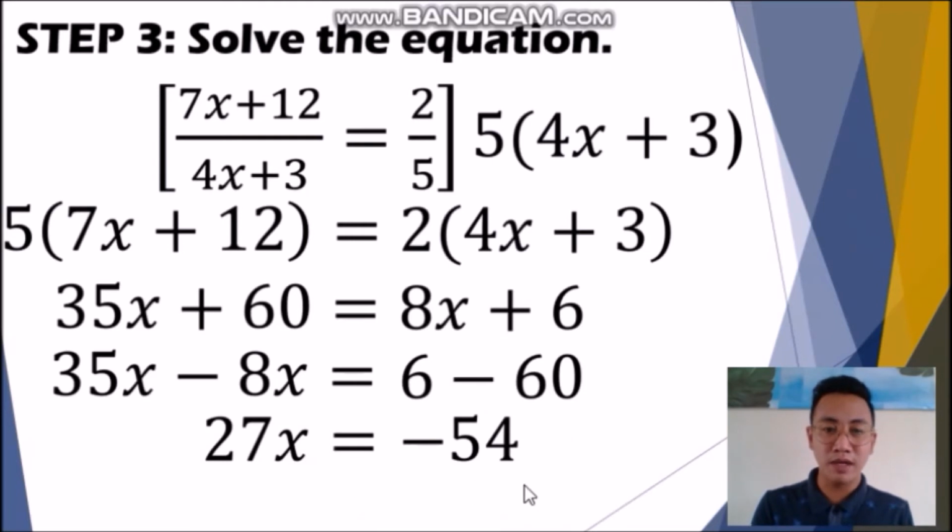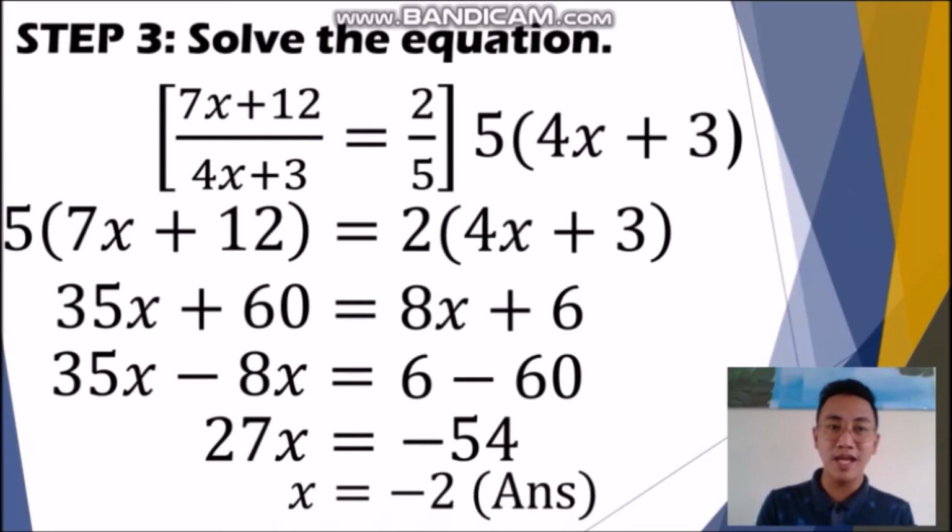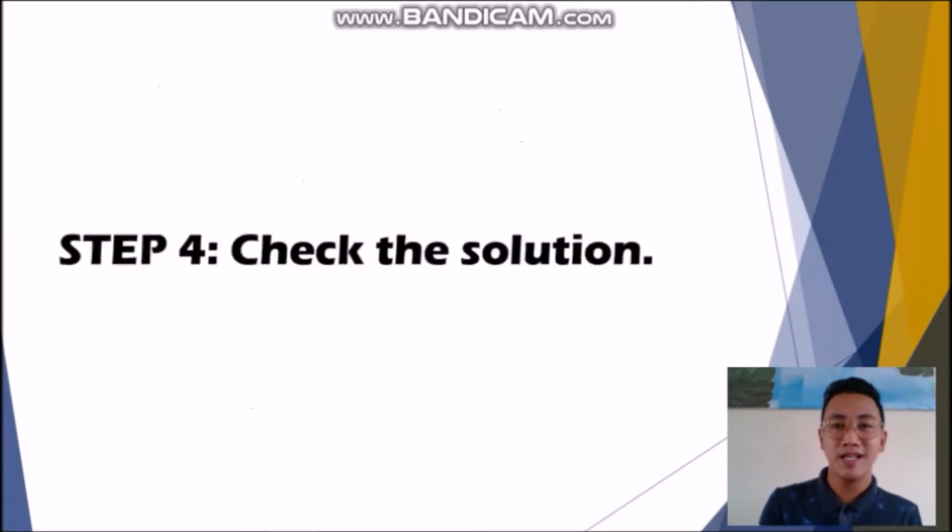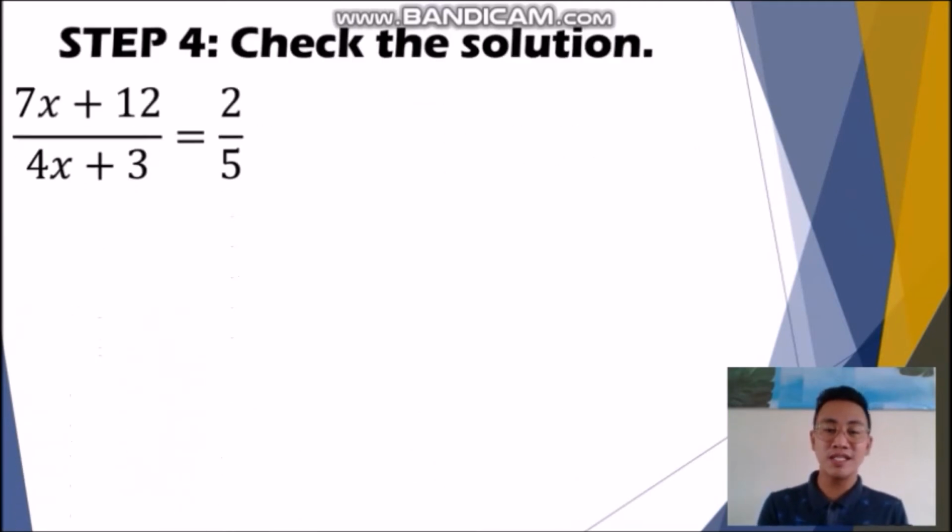Dividing both sides by 27 to find the value of x. So negative 54 divided by 27 is negative 2. So that is now our answer. For us to be assured that our answer of negative 2 is correct, let's substitute the value of negative 2 into our given rational equation.